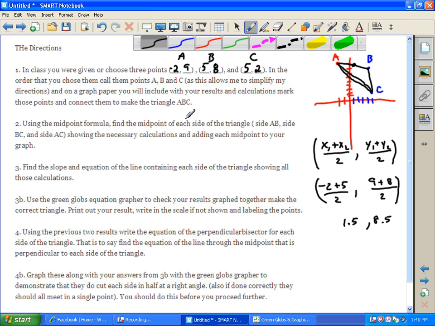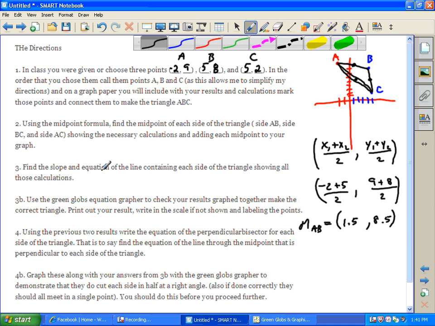Find the midpoint of each side, showing necessary calculations, and add each midpoint to your graph. So each of those midpoints I'm going to add to my graph. All right. So I'll find all three using that technique. Average of the x's, average of the y's will be the midpoint. So this is the midpoint of AB.